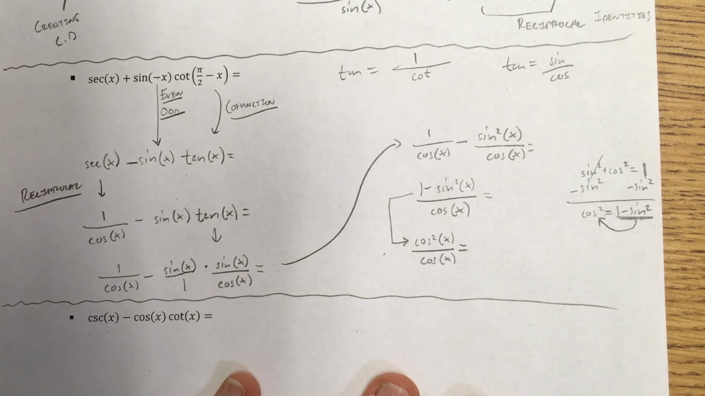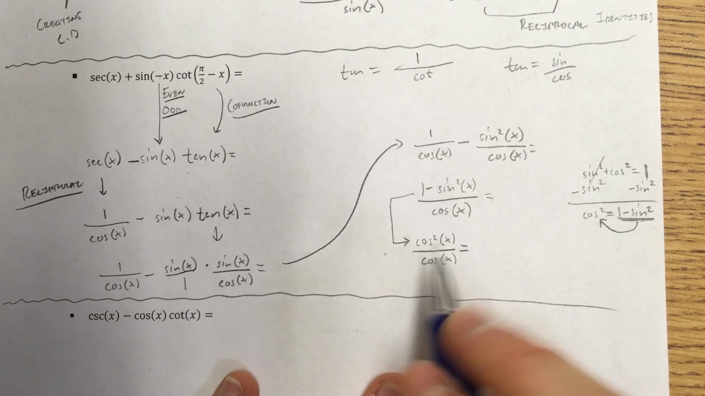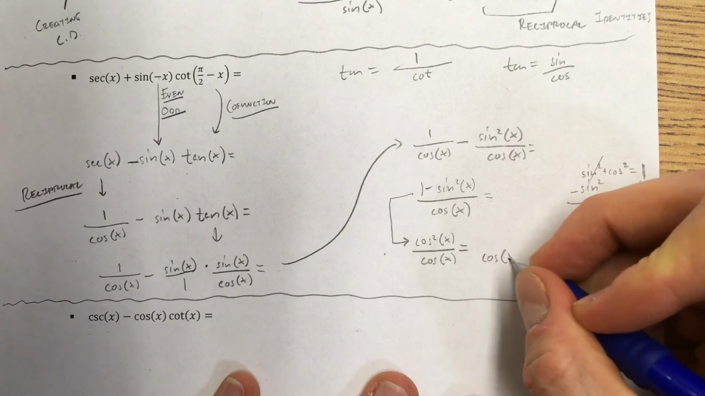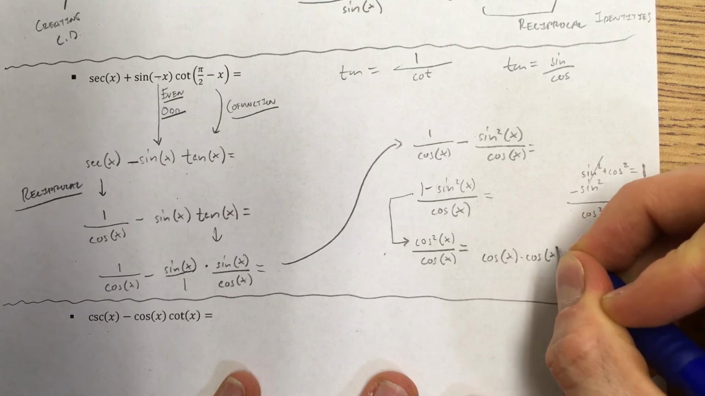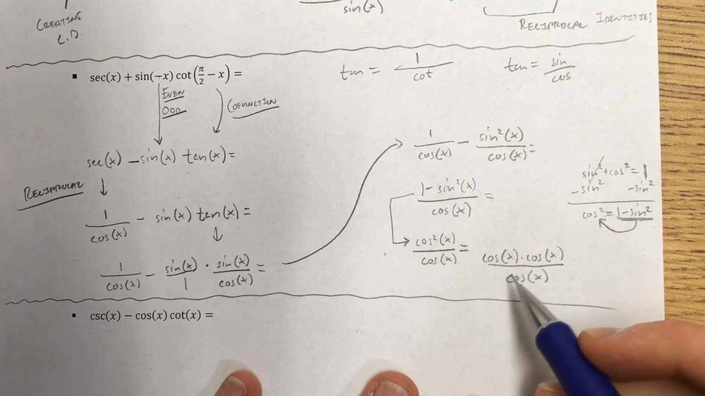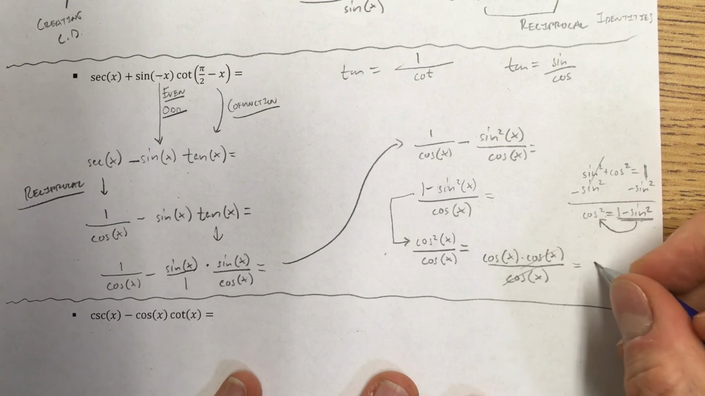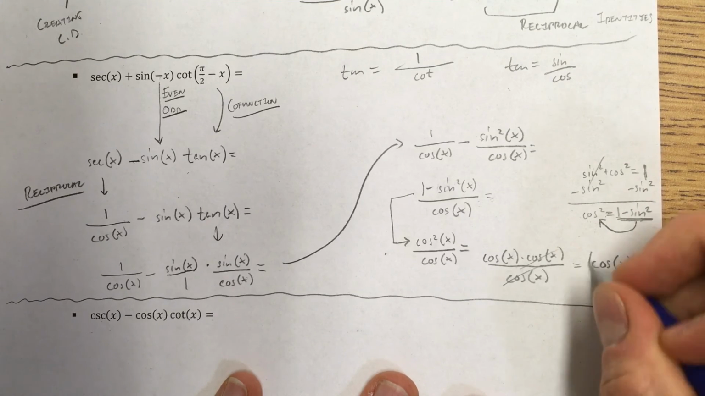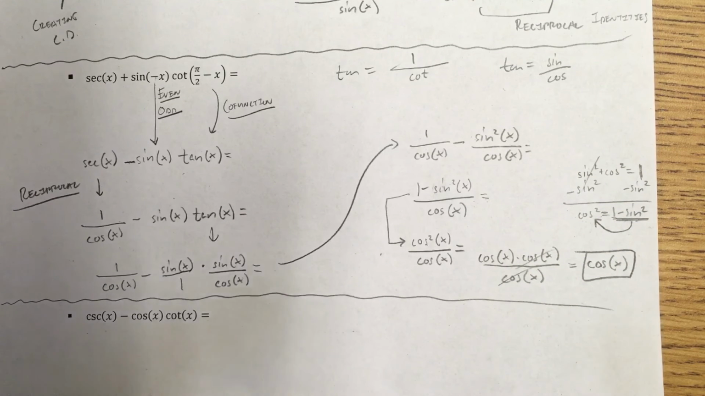And then if it helps you to see it here, I have cosine squared, which is something times itself. And then these would divide out and we're left with cosine of x.